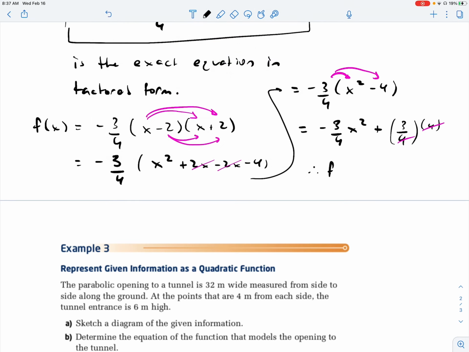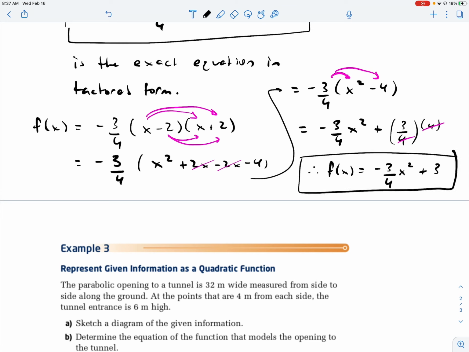So we can say, therefore, f of x is equal to negative 3 over 4 x squared plus 3. That's our equation in standard form.